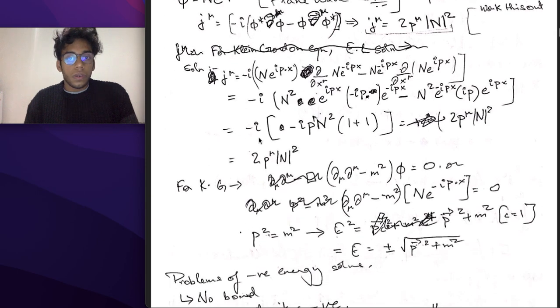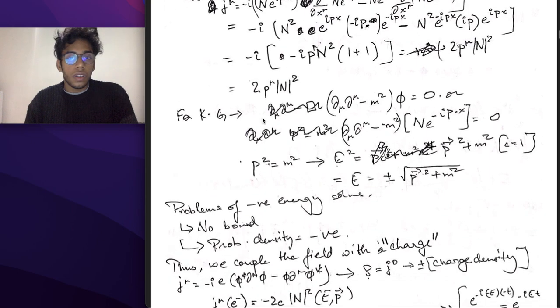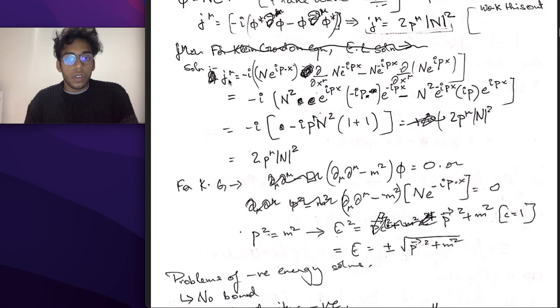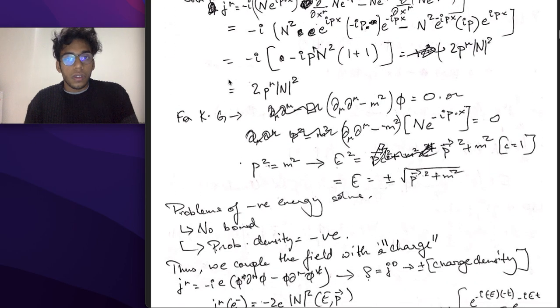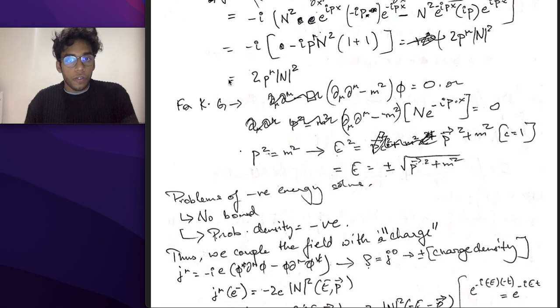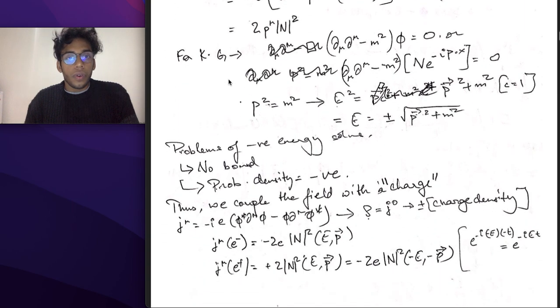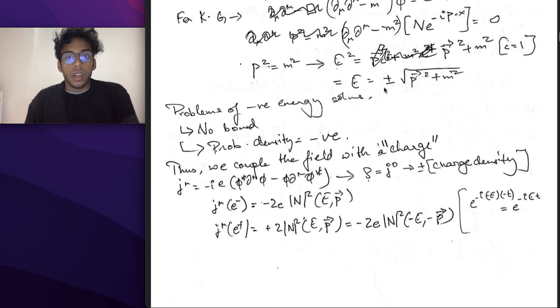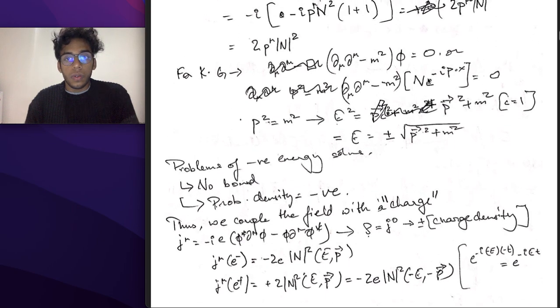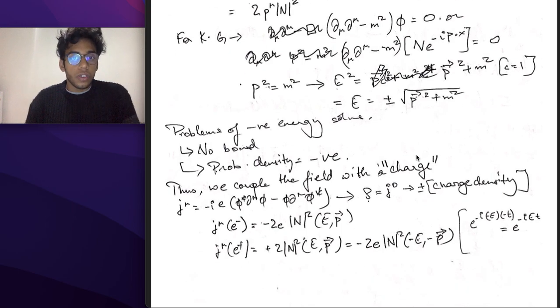So you get your solution for your current, and the number of this gives you the number of charges within a unit volume. So for Klein-Gordon, you get E squared equal to p squared plus m squared, which is basically the relativistic energy.